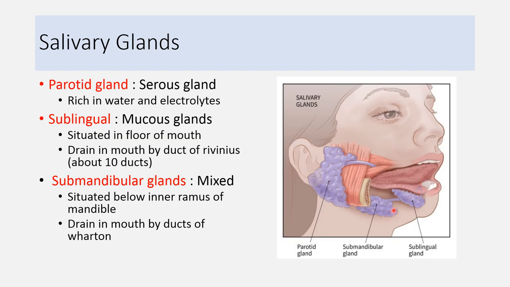Submandibular gland: it is present just below the inner ramus of the mandible and it is a mixed type of gland. So it secretes both mucus as well as the serous type of salivary secretion. It drains in the mouth by the ducts of Bartholin.